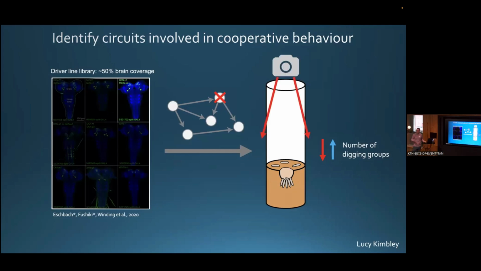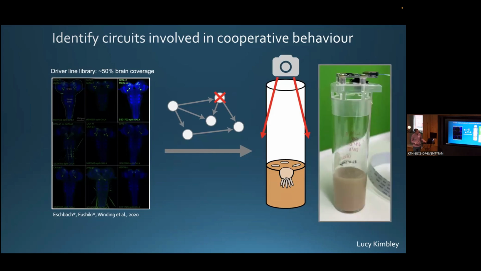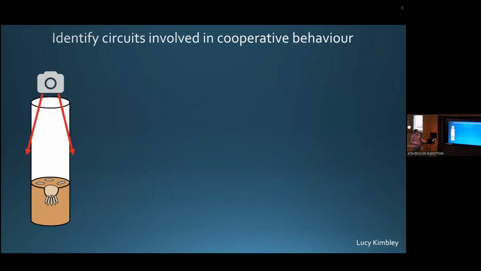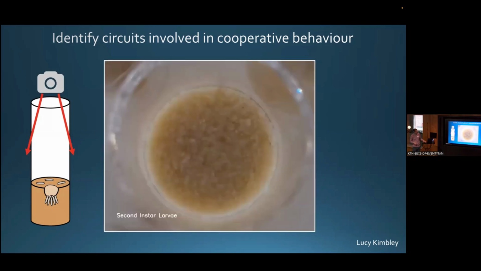Okay, so to do this, we actually have built an imaging rig where we have a camera mounted at the top of the vial. And this is what it looks like. It's controlled by a Raspberry Pi, one of these kind of microcomputers. They're just a few centimeters long. When you're looking down into a vial, you don't actually see the animals per se. Instead, what you see is the food. And then you see the holes that result as a byproduct of this cooperative behavior.